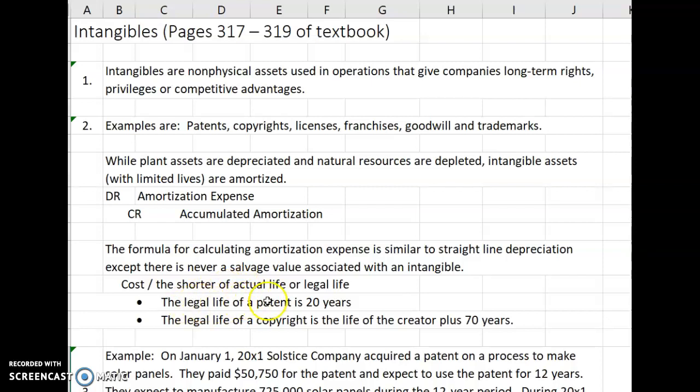The legal life of a patent is 20 years. The legal life of a copyright is the life of the creator plus 70 additional years.